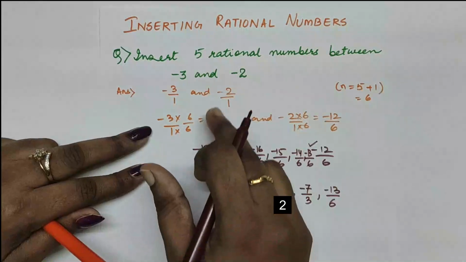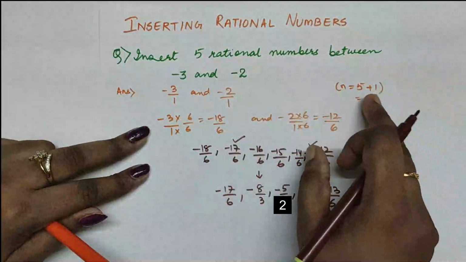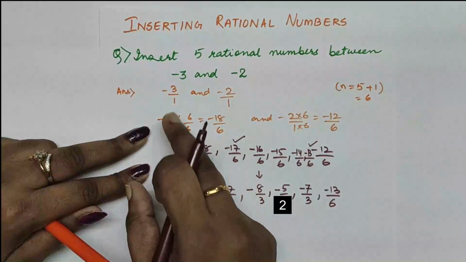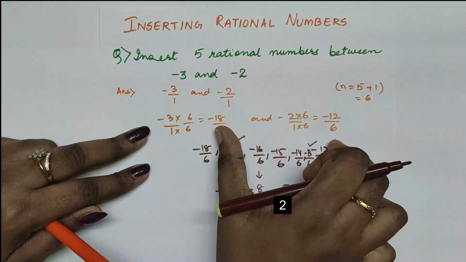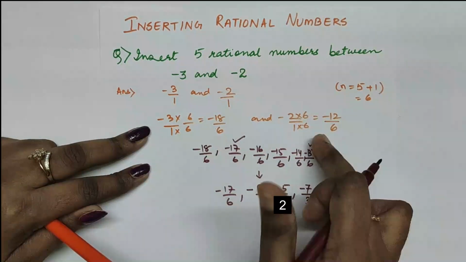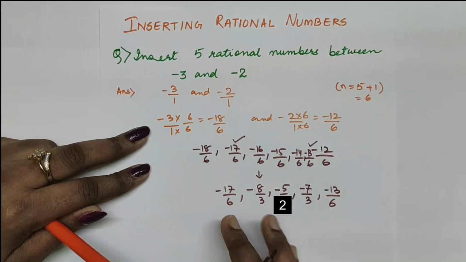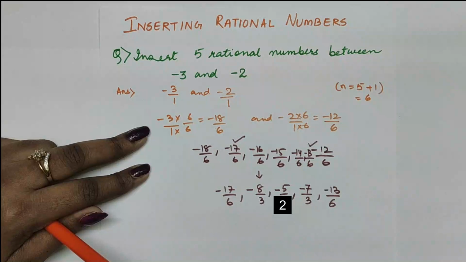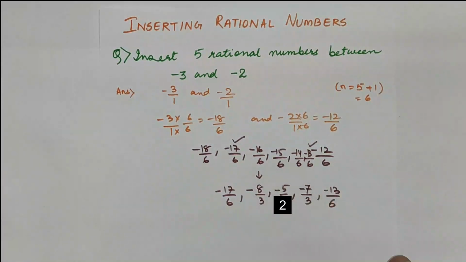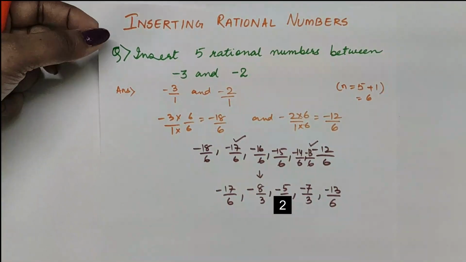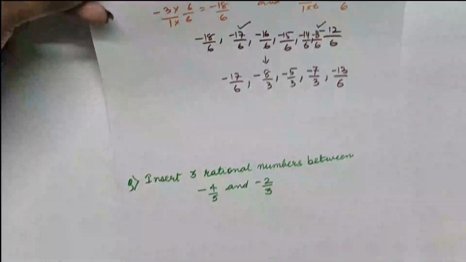So what we do: we see how many we want to insert, add 1 to it, multiply the numerator and denominator by that number, and in between these two rational numbers which have the same denominator, we get the required rational numbers. It can be even more and different for each one of you, but this is the logic of completely solving this question. I'll give you one more example.